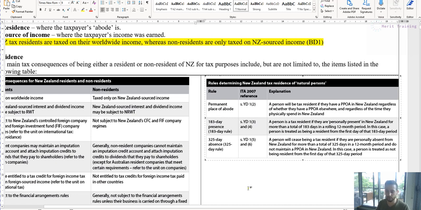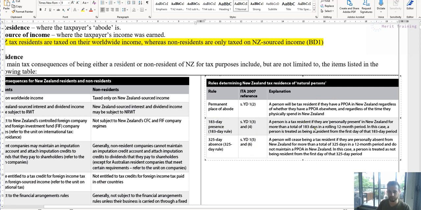Obviously, these rules are drafted by the New Zealand government, so they want to capture as many different scenarios as possible, because that way they're going to get more tax, which is why it's more favourable to the government in these kind of rules.